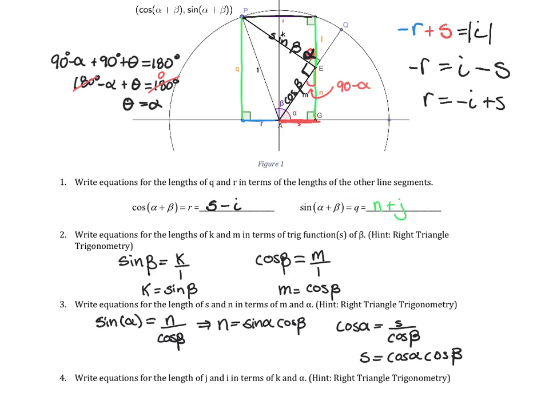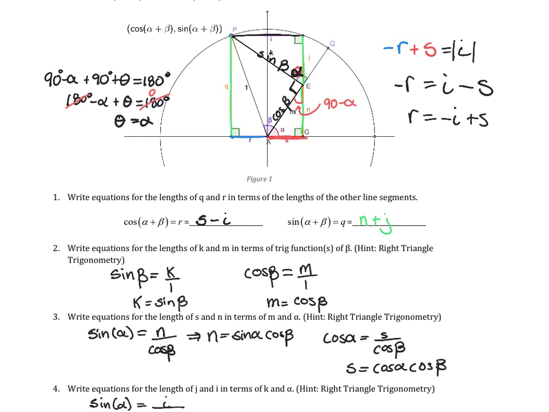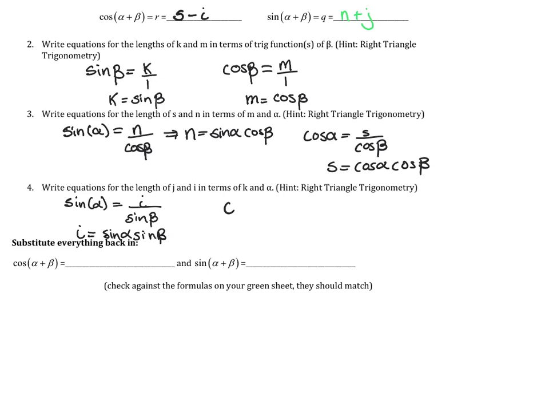Okay, so running through, the hint was again right triangle trigonometry. If I do the sine of alpha, it would be the opposite, which is i, over its hypotenuse, which we have called sine beta. So we have sine of alpha equals i over sine of beta. So i equals sine alpha sine beta. Now if we do the cosine of alpha in this smaller triangle, it would be j over sine beta. So cosine alpha equals j over sine beta. So j equals cosine alpha sine beta.